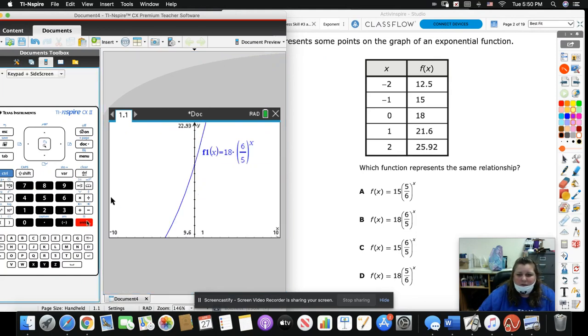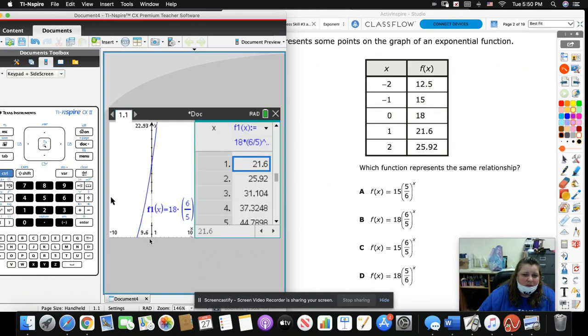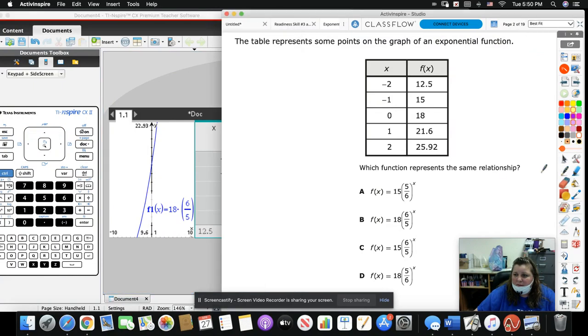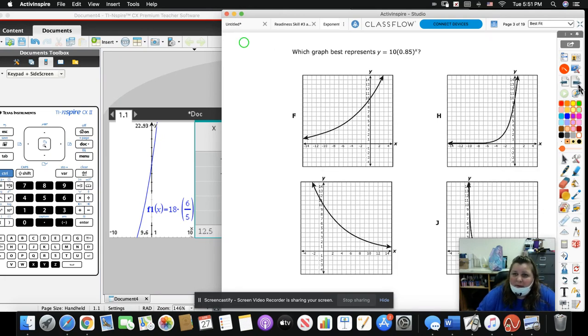So enter, then Control T to the table, and then you just use the up arrow key to get to -2. Okay, that looks good. 15, 18, 21, and there's your answer. So again, it's an exponential function, but it is still calculator skill 2. So we've already studied that. All right, here's one for you to try on your own.